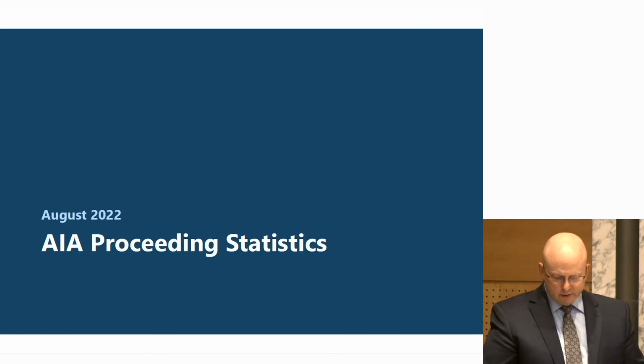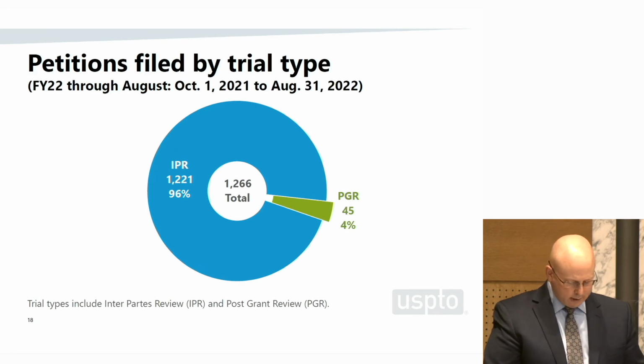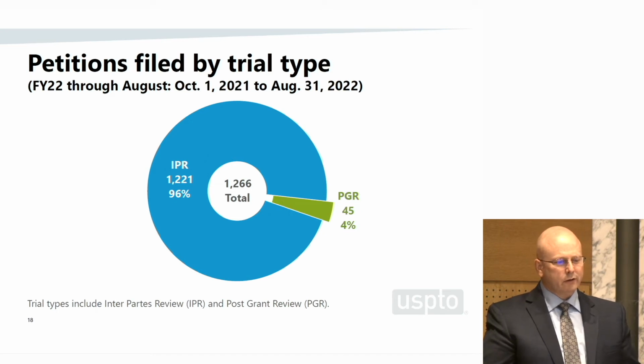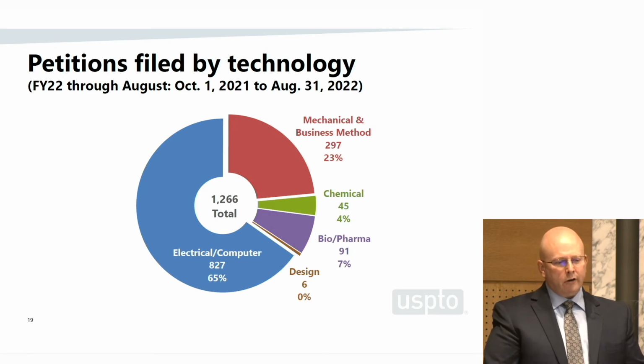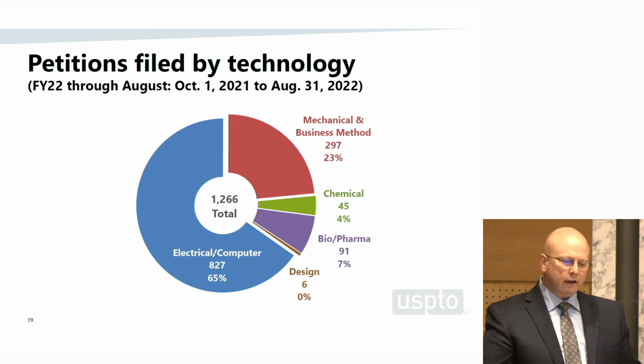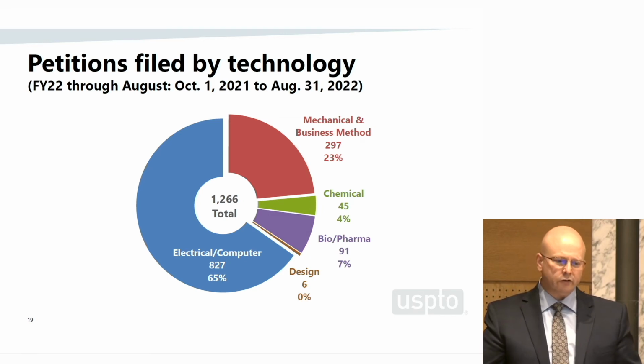So here are some statistics. First of all, and again, as you heard in Mr. Yasuda's presentation, most of our trial proceedings are IPRs. This is looking at fiscal year 22, the recently concluded fiscal year, and you see 96% of our proceedings in that fiscal year are IPRs compared to 4% PGRs. That's on par with prior years. Again, by technology, and you heard about this in the prior presentation, most are electrical or computer inventions.